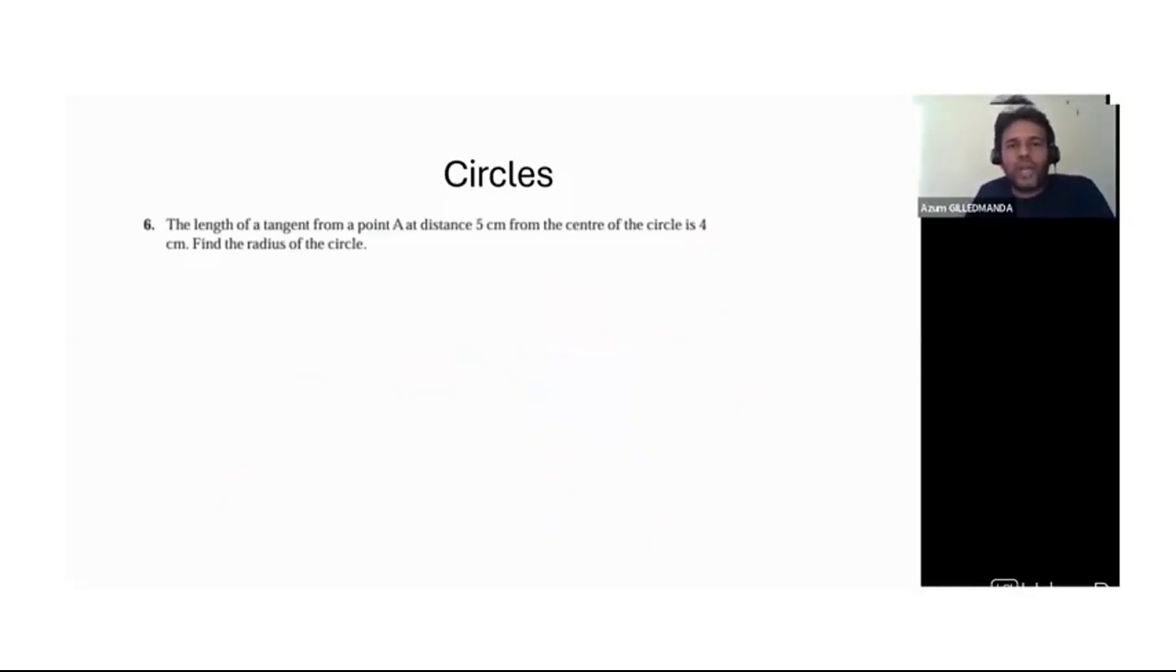The length of a tangent from a point A at distance 5 centimeter from the center of the circle is 4 centimeter. So basically the distance of the point is given and the length of the tangent is given. We need to find the radius. Again, simple. Just draw a circle. Let's say this is O and there is a point here. Join this line. The point is A, right?